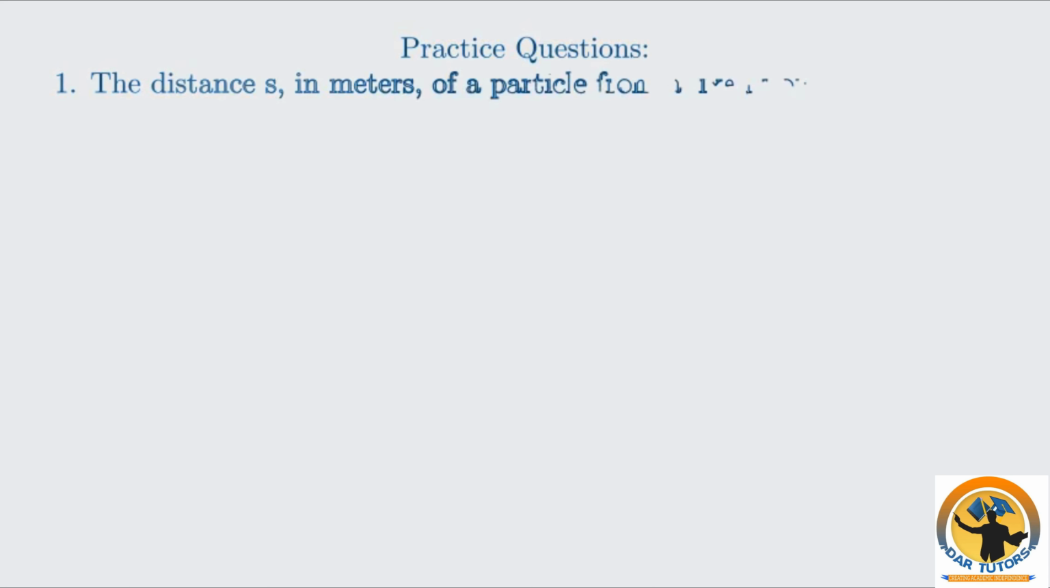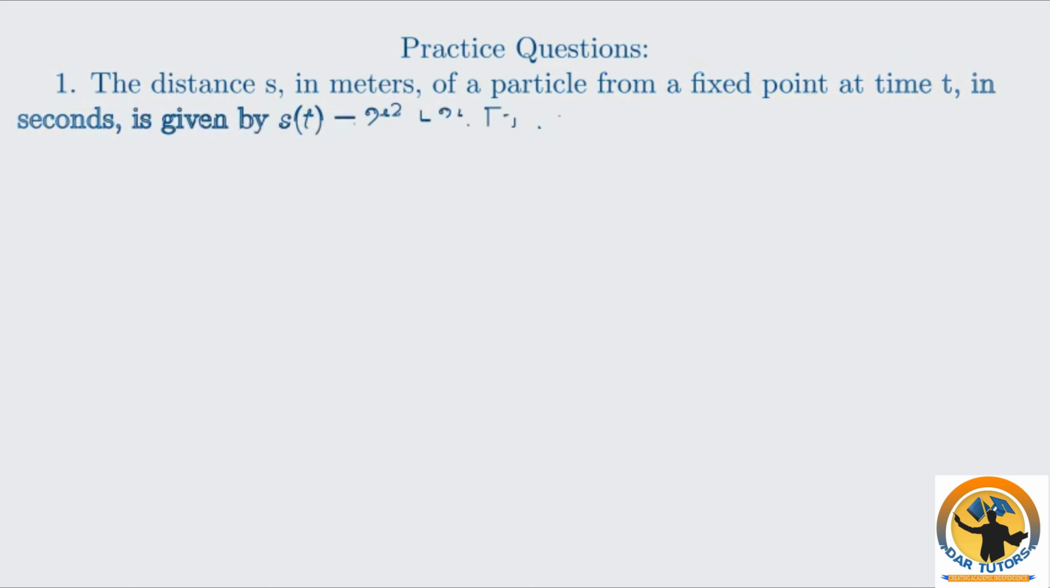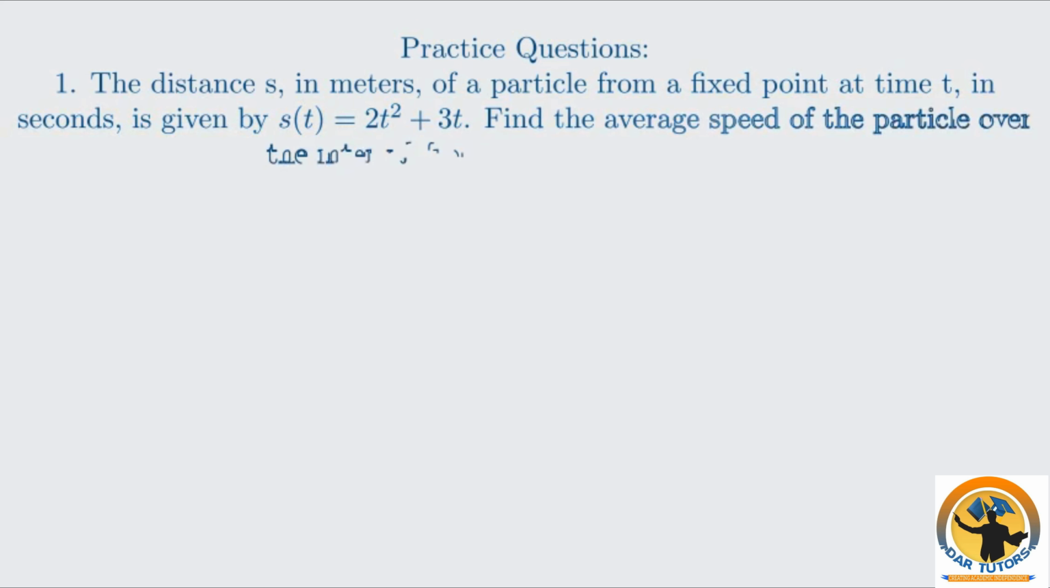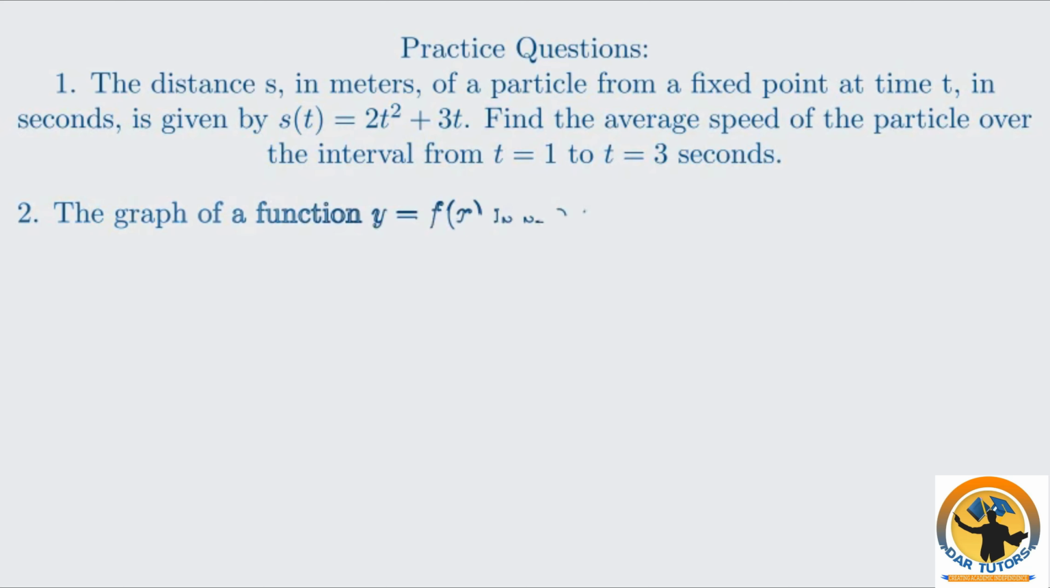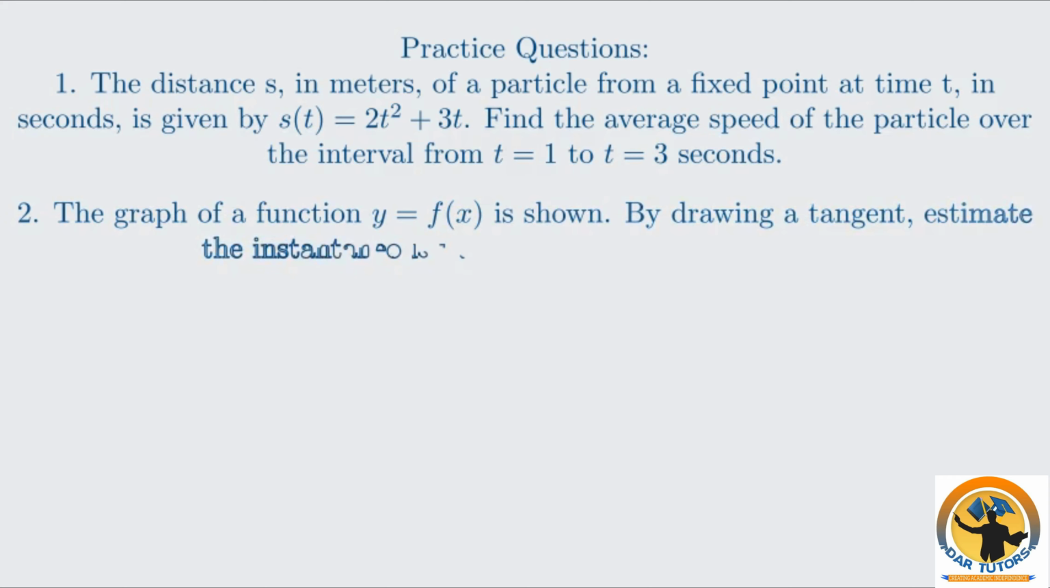Question 1. The distance s in meters of a particle from a fixed point at time t in seconds is given by s of t equals 2t squared plus 3t. Find the average speed of the particle over the interval from t equals 1 to t equals 3 seconds. Question 2. The graph of a function y equals f of x is shown. By drawing a tangent, estimate the instantaneous rate of change of f of x at x equals 2.